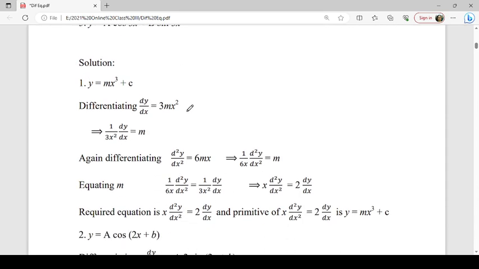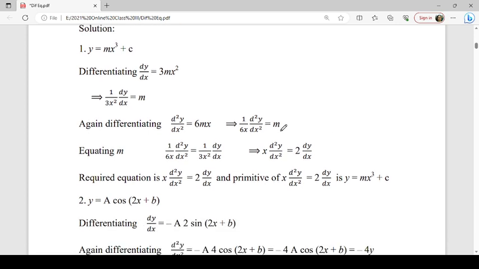So see how we are making it. y equals m x cube plus c. Differentiating this, dy dx is equal to 3m x square. From this we get m as 1 by 3x square dy dx, and this value of m we place here. Then again we are differentiating, because there are two constants m and c, we will get a second order equation.